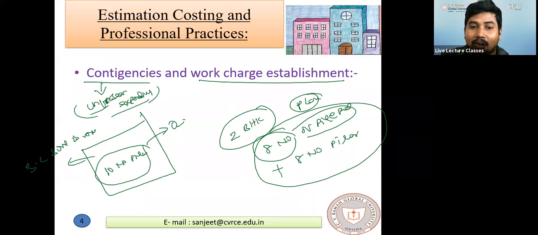So these are the unforeseen expenditures. That means initially we don't know. Initially we design for 8, but while we are going to construct the building, there may be some changes there. There may be a change in design.